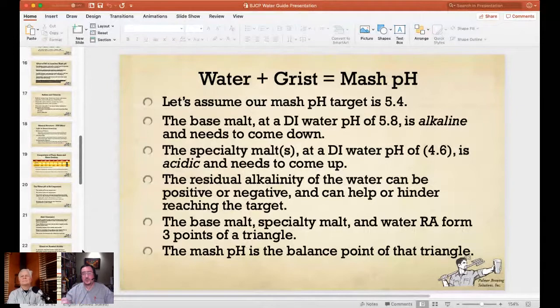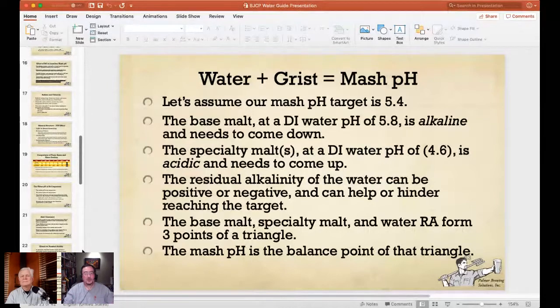The specialty malts, on the other hand, typically have a distilled water mash pH of like 4.6, for example. Sometimes they're 4.6, 4.7, 4.8, 4.5. I'm just saying 4.6, for example. In other words, they are acidic with regard to our target mash pH. Their pH needs to come up.